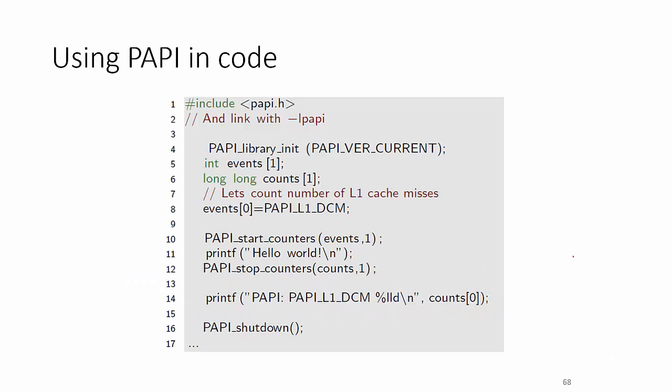You can, in your code, C, C++ or others, count events yourself. You don't need to use an external tool, although many external tools use these counters. So for instance, the start counter and stop counter will count the events that happen in between. First you tell in the events data structure which counter you want to measure, and then you get the result in the counts array here.